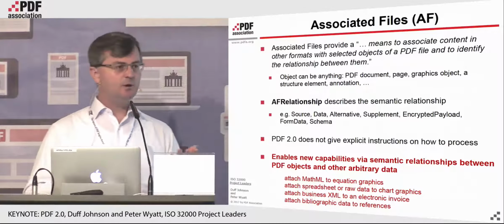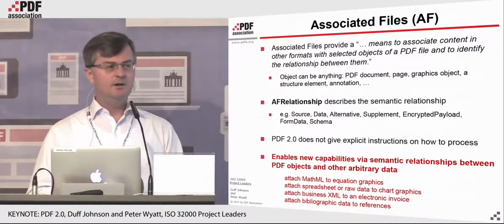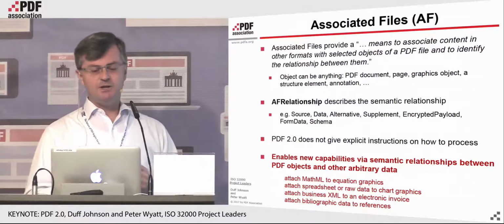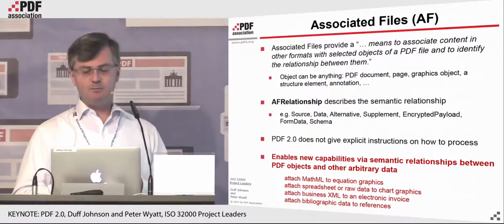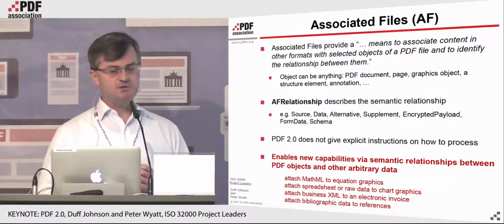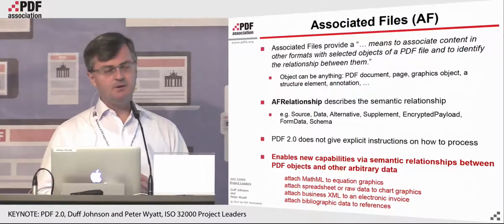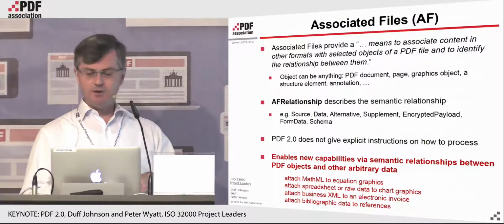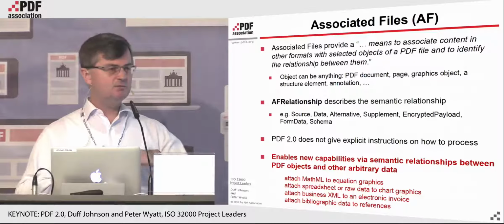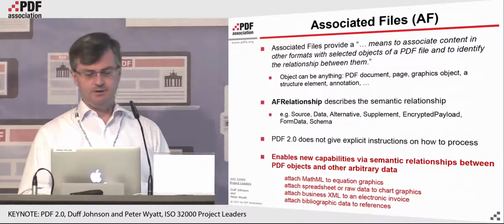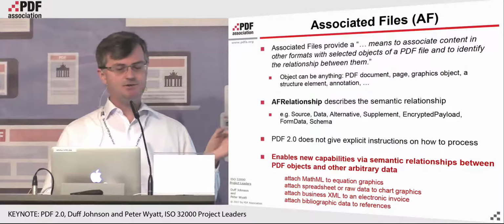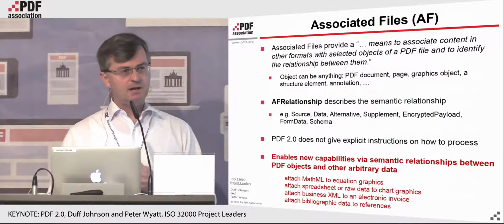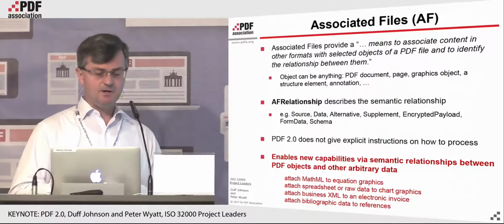Associated files, again, we heard a lot about this yesterday in the NextGen talks. It's a core aspect of how NextGen works. They provide a means to associate content in other formats with selected objects of a PDF file and to identify the relationship between them. That's actually a quote from the spec. So the PDF object can effectively be anything: the document, a page, a graphics object, a structure element, an annotation, a font, anything. And then we have a key called AF relationship, which describes the semantic relationship, and the list of relationships that are listed in the spec are defined here.